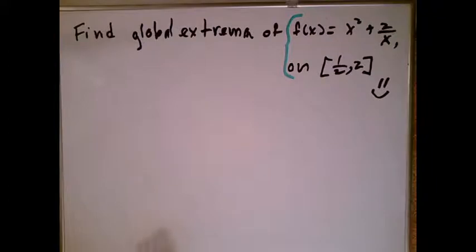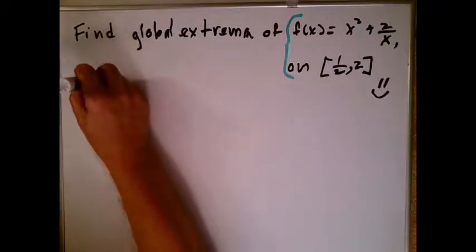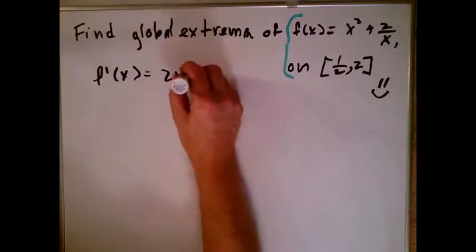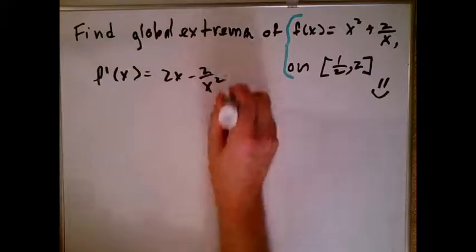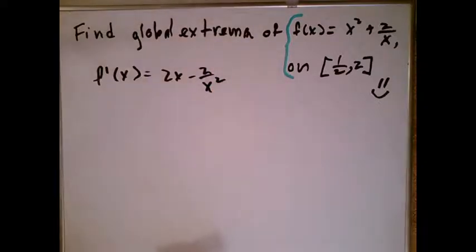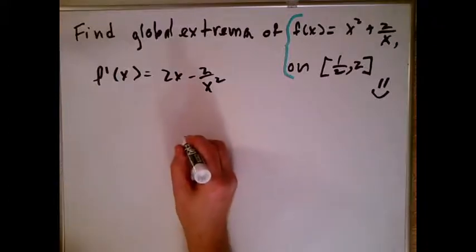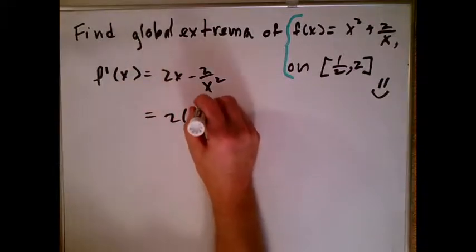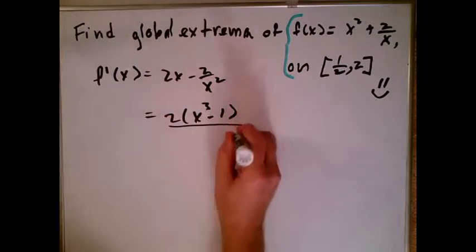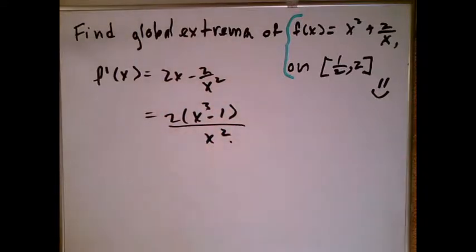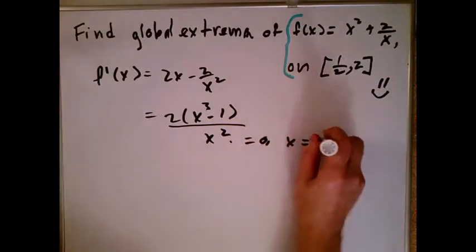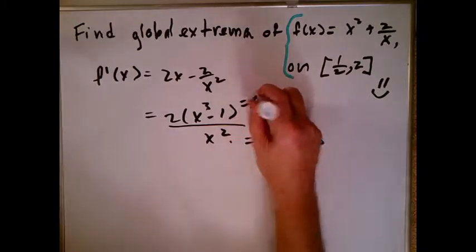What we need to do is find the critical points first. So we're going to take the derivative. It's just 2x minus 2 over x squared. I like to write that like a fraction because we need to find all the places where the derivative is 0 and all the places where the derivative is undefined. So I get a common denominator and I'm going to factor just a little tiny bit. I get 2 times x cubed minus 1 all over x squared. Now this is undefined when x equals 0. This is equal to 0 when the top is equal to 0, and that's when x equals 1.